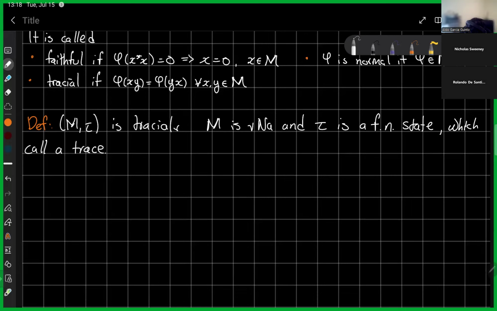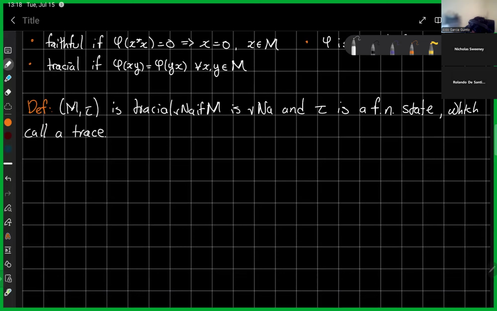A nice thing about tracial von Neumann algebras is that they're automatically finite. So it is always a finite von Neumann algebra.